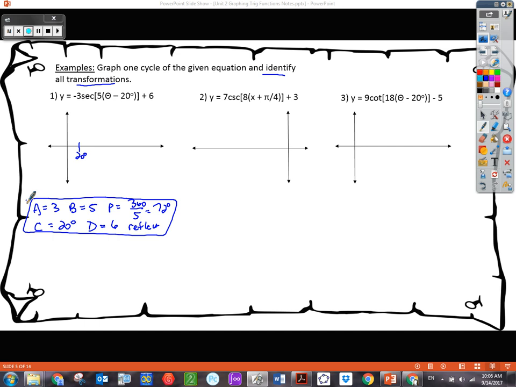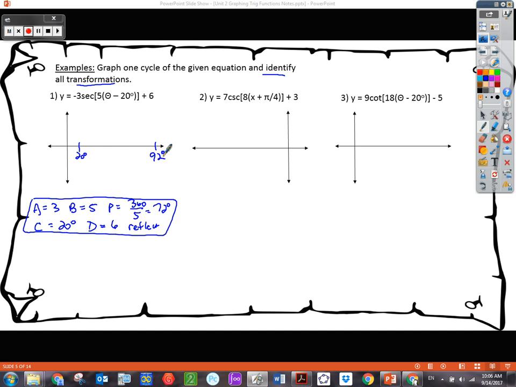All right, so our period is 72 degrees. I have my 20 degrees. I'm going to add 72 degrees to that, and that's going to give me the end of the 5 values you have to have on your x-axis, and that's 92 degrees.